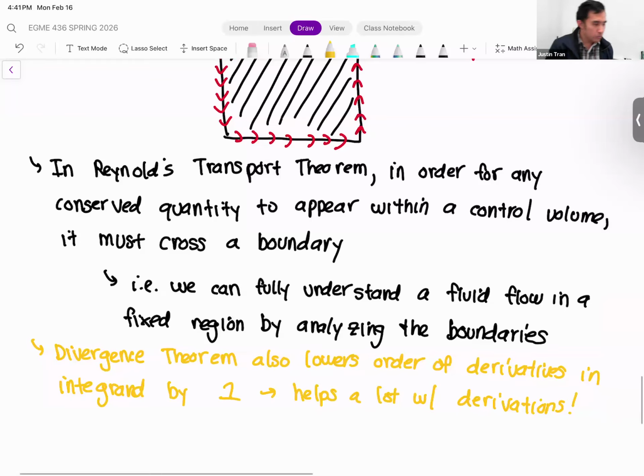So that's the two main reasons why we do divergence theorem: it reformulates our equations in a way that makes sense given our physics, right? And also, it just helps with the mathematics. So we evaluate fewer derivatives, which is always good. Okay. Any questions on that?